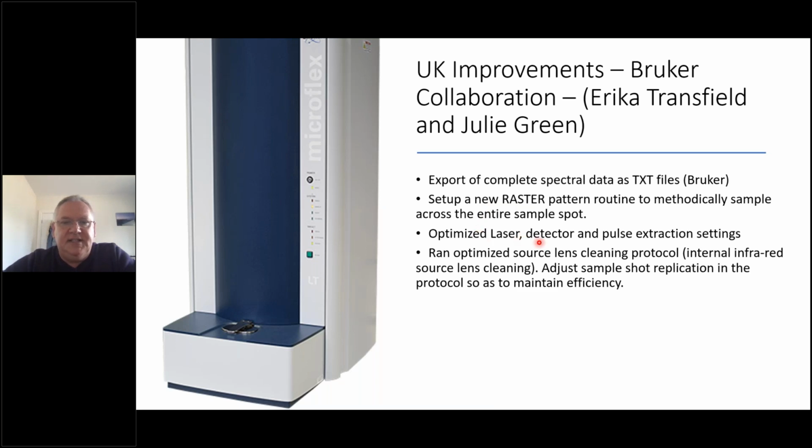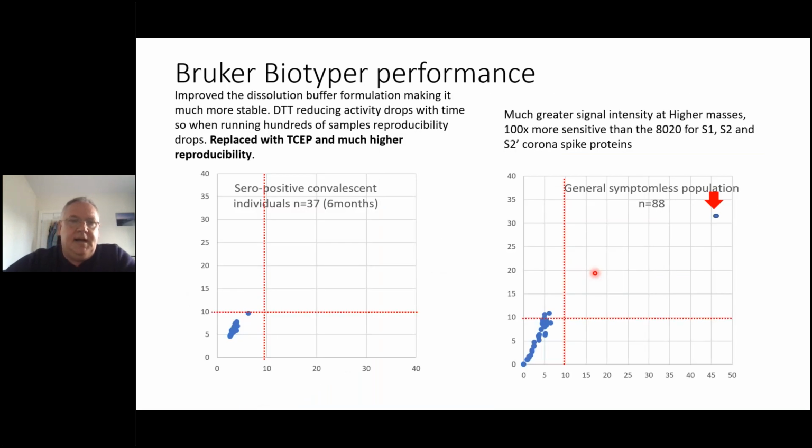We looked at optimized laser, detector, pulse extraction settings, and they're all set now for the Biotyper. We also looked at the lens cleaning, and the infrared source cleaning system on the Bruker is very good at this. And we adjusted sample shots so that we could maintain high efficiency, so that we weren't getting over-splattering of sample matrix onto the primary lens, which can then deteriorate the quality of your spectra. And this is the performance of the Bruker Biotyper.